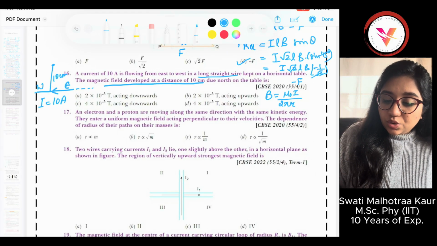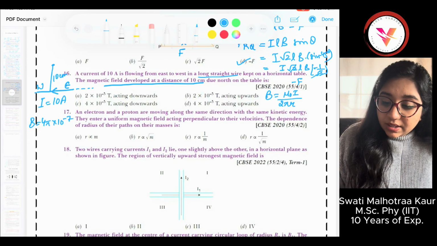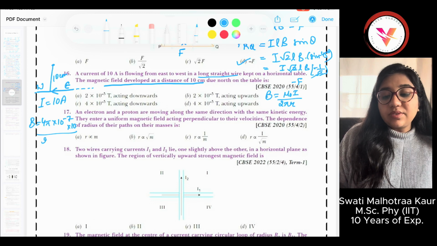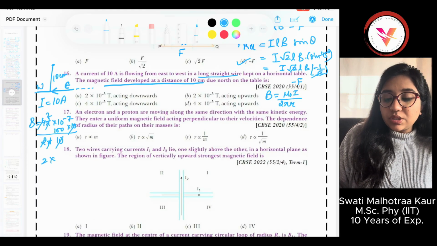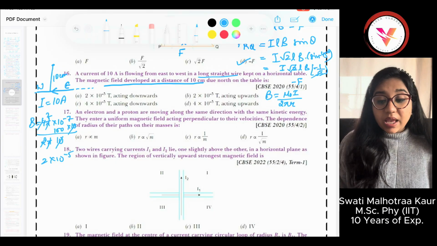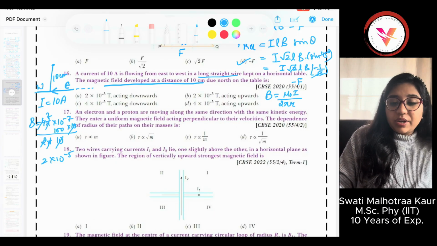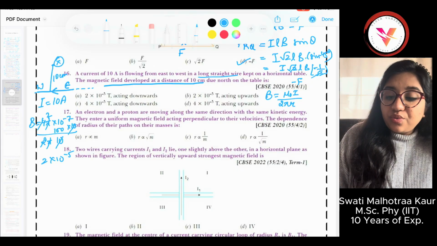So B is equal to mu naught, which is 4 pi into 10 raised to the power minus 7. I is 10 over 2 pi, and r is the distance which is 10 centimeter, and we can put 100 above. Pi, 2, 0, 0 cancel. 2 into 10 raised to the power minus 7 plus 2 is minus 5 Tesla. And for the current you can use the thumb rule, the thumb here, finger is moving downward, cross. So it's 2 into 10 raised to the power minus 5 Tesla acting downwards.